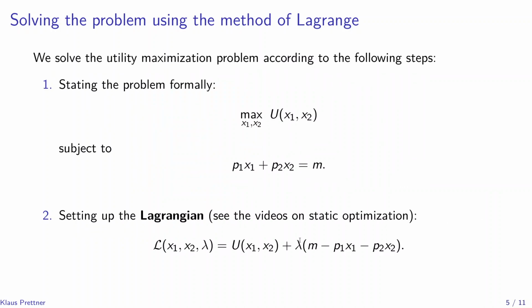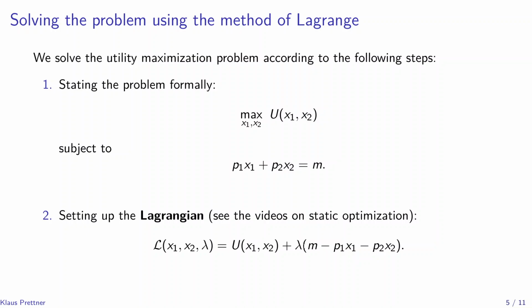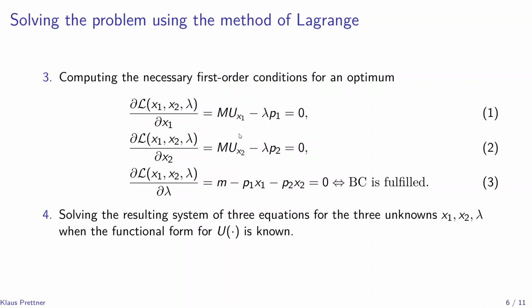Now if we look at the Lagrangian, we see the derivative with respect to x1 is the derivative of the utility function with respect to x1, and that's nothing else than marginal utility. So we have this here, marginal utility of x1. And here we have lambda multiplied by minus p1 times x1. And all the other terms do not include x1, so they drop out if we take the derivative of L with respect to x1. So we only have minus lambda times p1 left here. So this expression needs to be equal to 0.